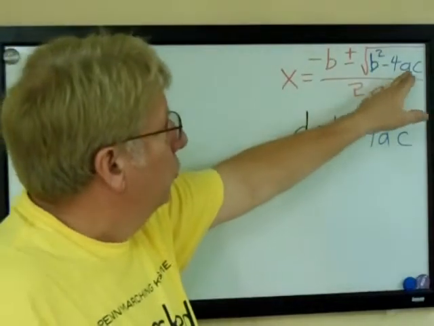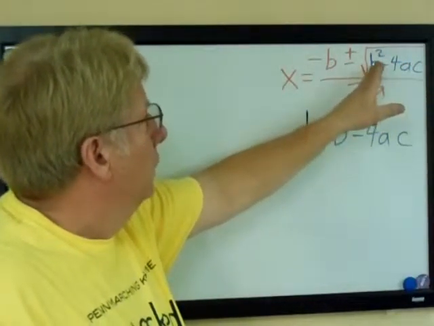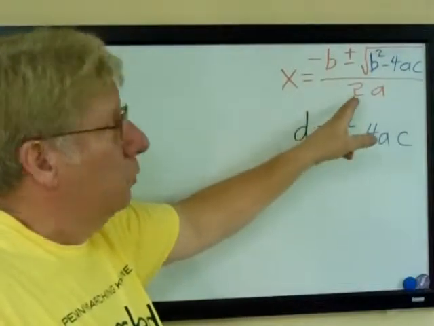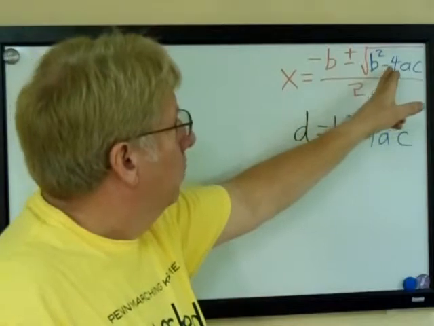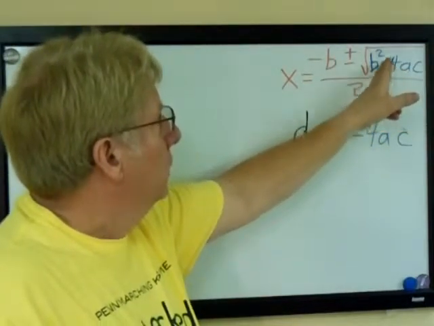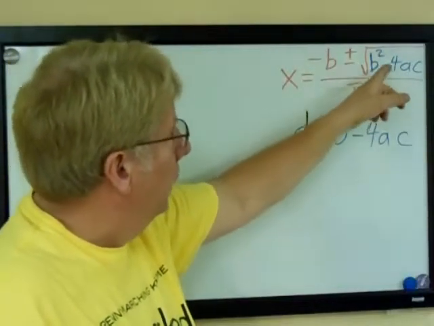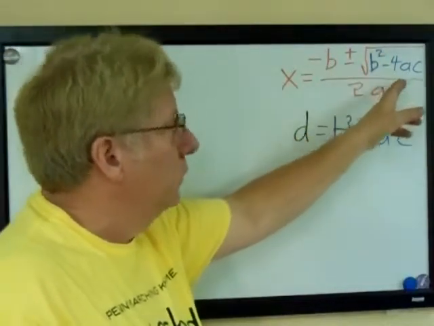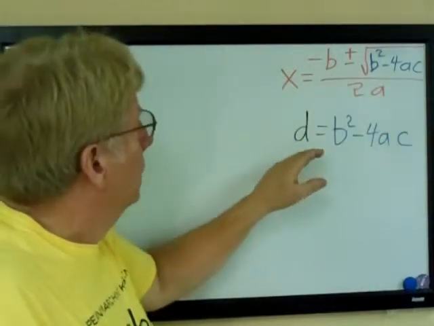And if that portion under the square root sign is 0, then we end up with just the minus b over 2a. So we have one solution. If this portion under the square root, the discriminant, is positive, then we have a real number here, and so we have minus b plus that and minus b minus that over 2a. So we have two real solutions.